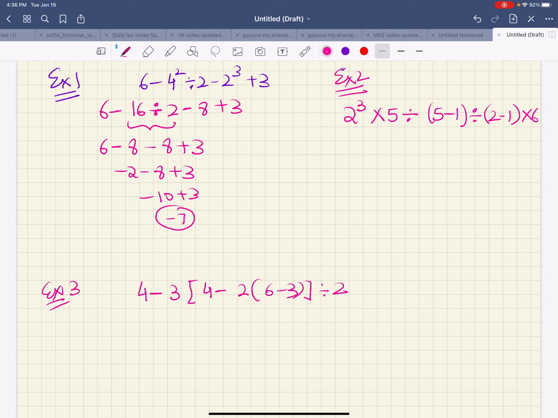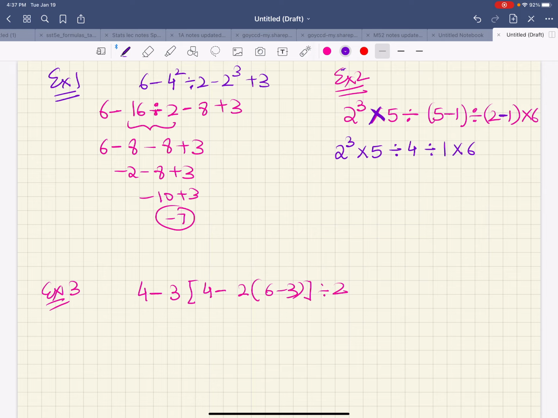Okay, let's look at example number 2 now. 2 to the third, this is multiplication, not x. Usually I prefer not to use this symbol because it can get confusing with the variable x. But for now, just remember it's a multiplication symbol in this problem. And this is subtraction. So first thing we want to do is parentheses. I'm going to not touch anything else other than the parentheses. 5 take away 1 is 4 divided by 2 minus 1 is 1 times 6.